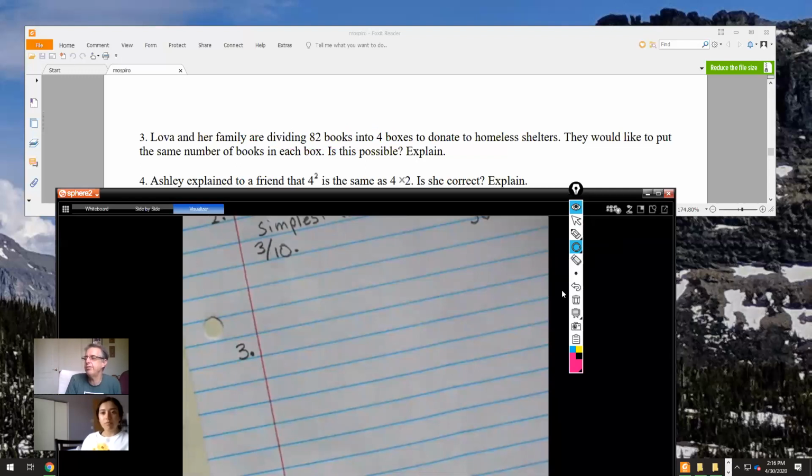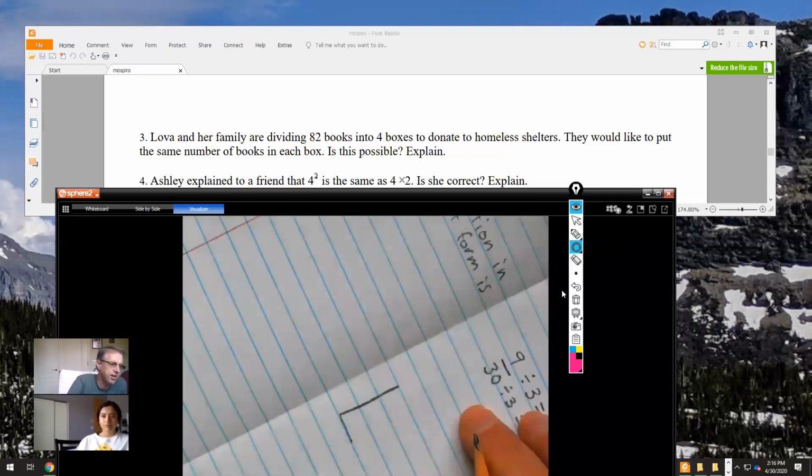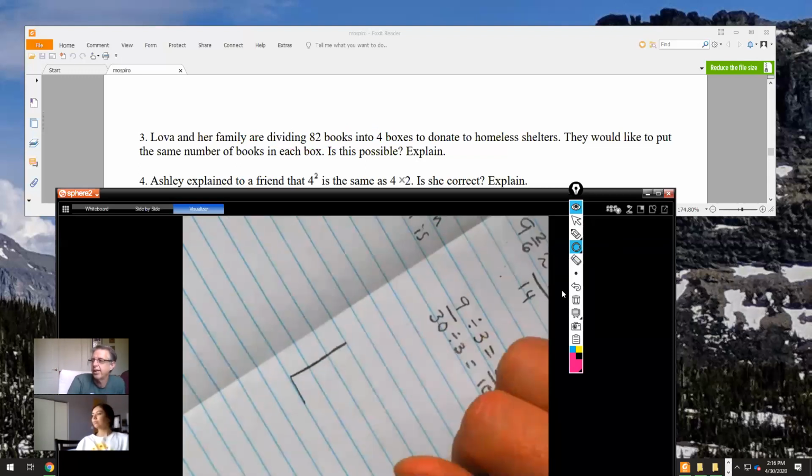I'm going to take 82 books and try to put them into 4 boxes. If I have a remainder, that means I can't put the same number of books in each box, and that means it's not possible. So let's try that. That'll help me with my answer sentence too. Normally I'd write an answer sentence first, but I think I'll wait until after I'm done with this dividing to know what I want to say.